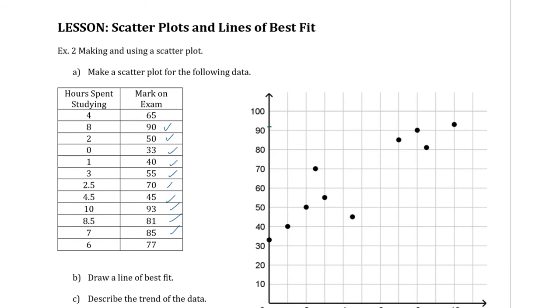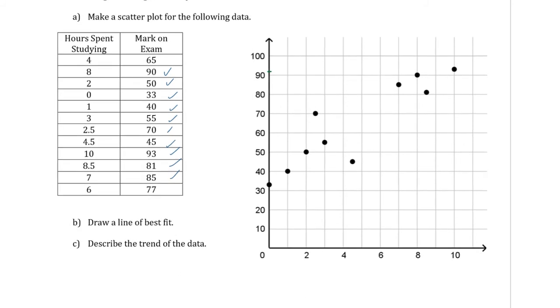And I think the first and the last are the only two that are missing. So hours spent studying, 4 hours, and exam mark is 65. So this is going up by 10. So 65 is halfway between those two. So I'm going to go from 4 and I'm going to just eyeball it at 65. So that one's done. And at 6, I've got a 77.